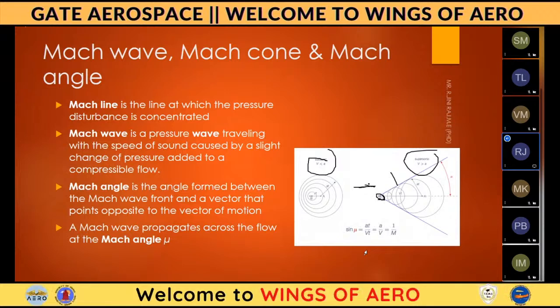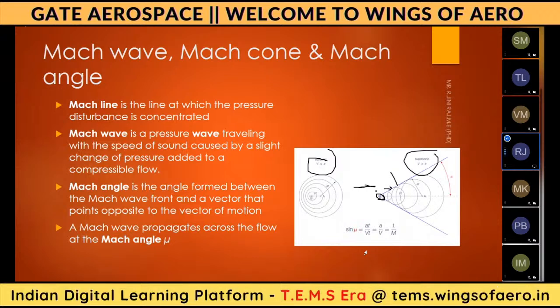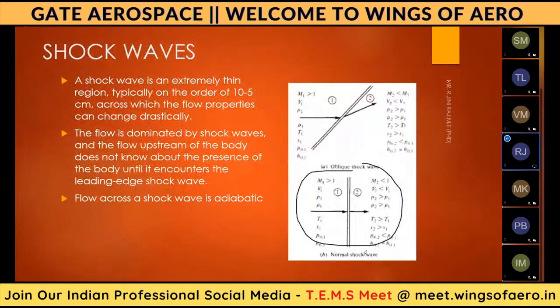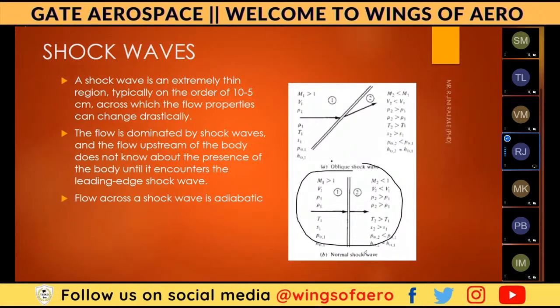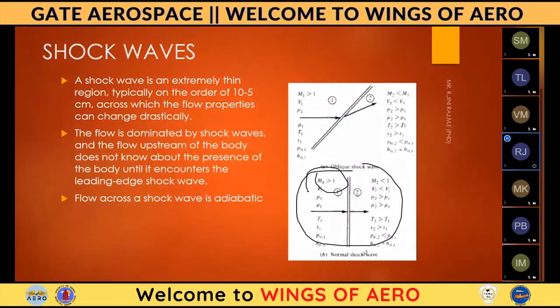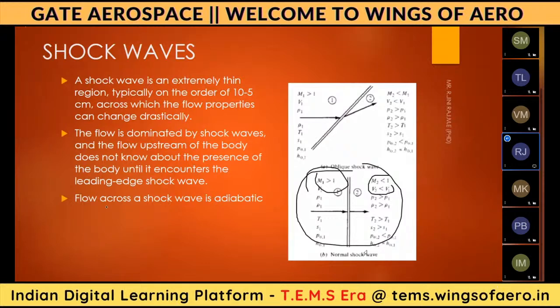Once it hits the thin layer, then only it knows that something is moving at a supersonic speed. Okay. So we can see the properties of shock waves that we will be seeing later also. Before the shock, the Mach number is greater than 1. After the shock, the Mach number will be less than 1. And one more important thing is the flow across the shock wave is adiabatic.